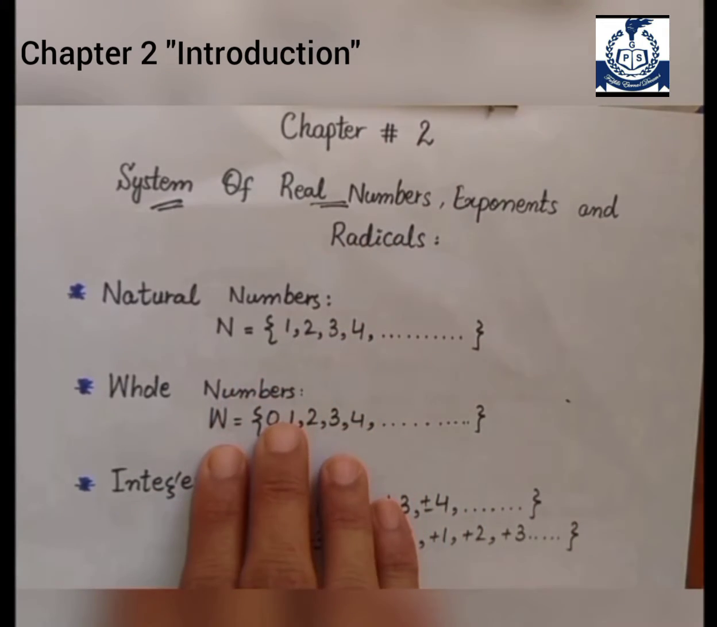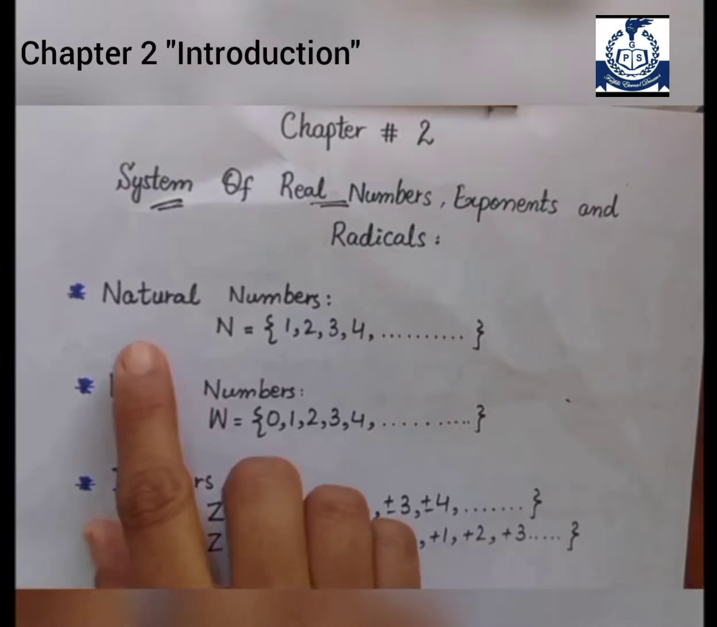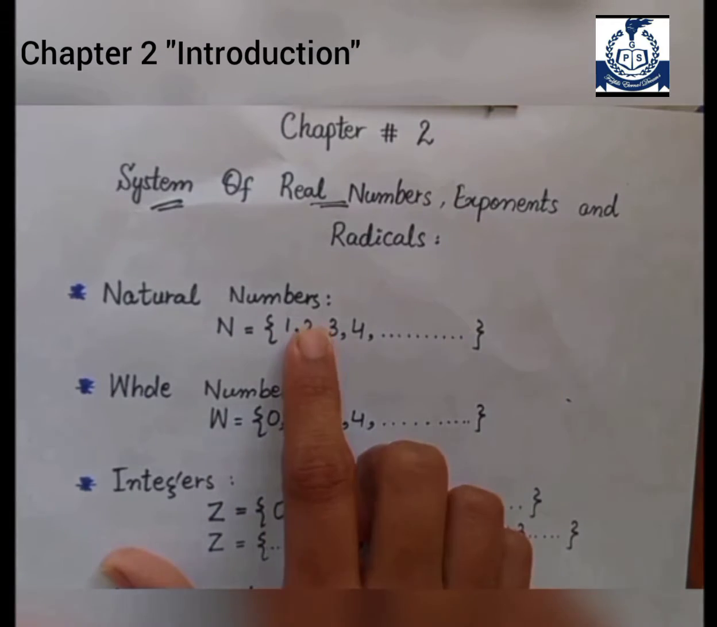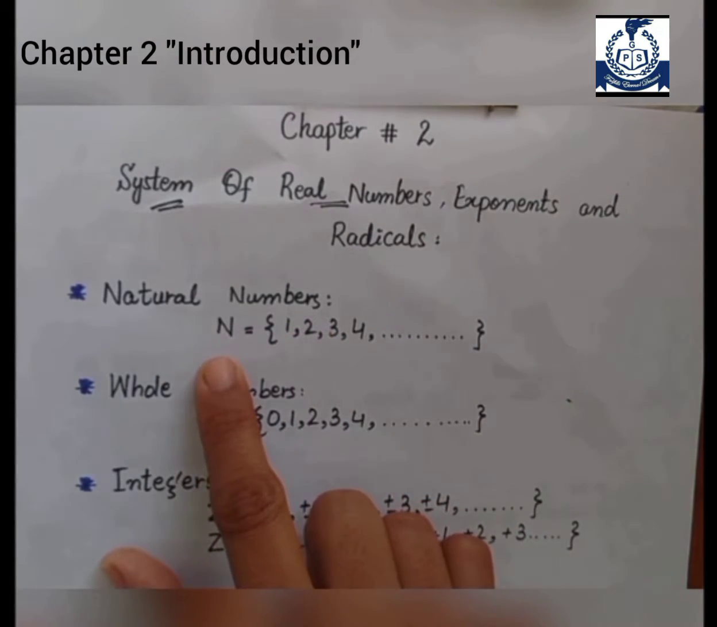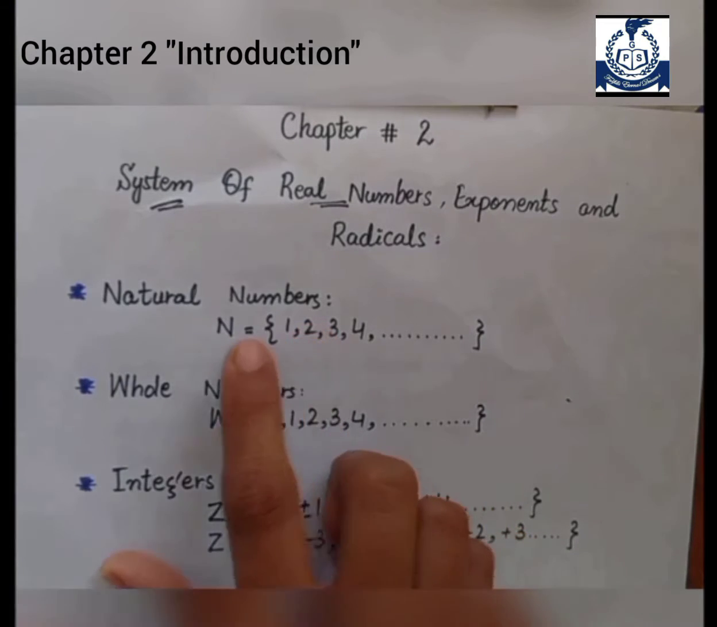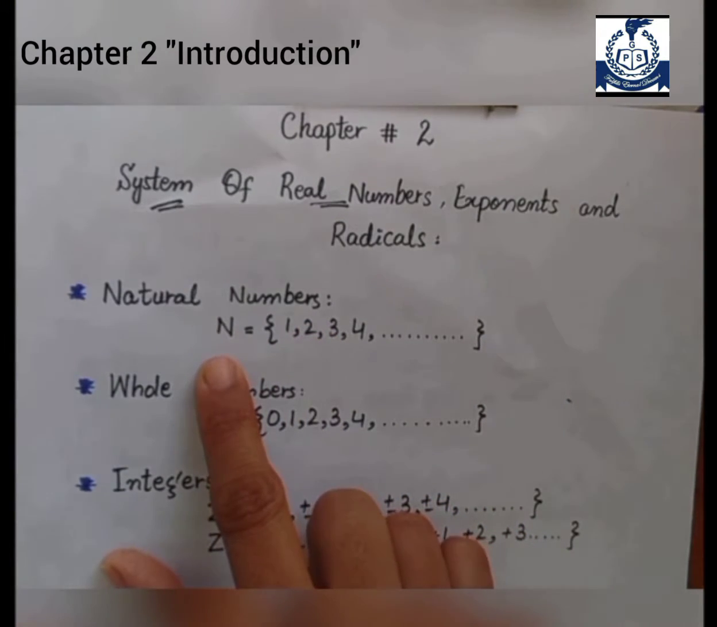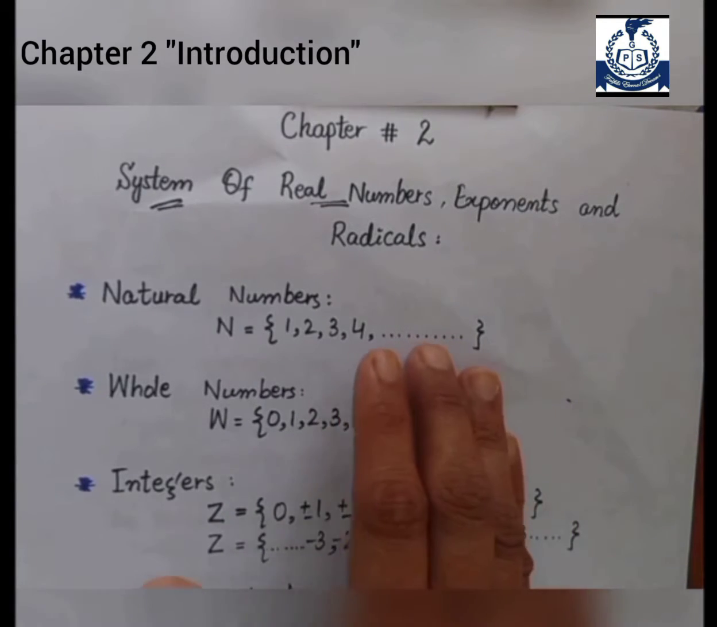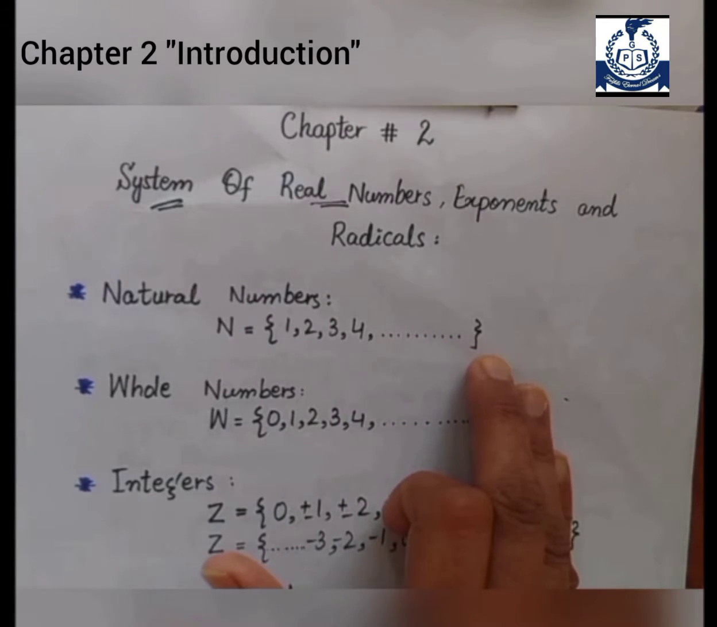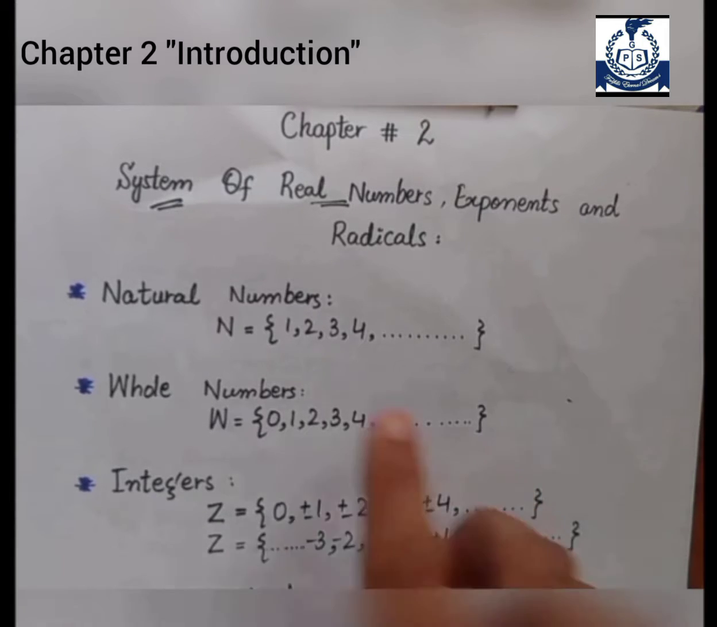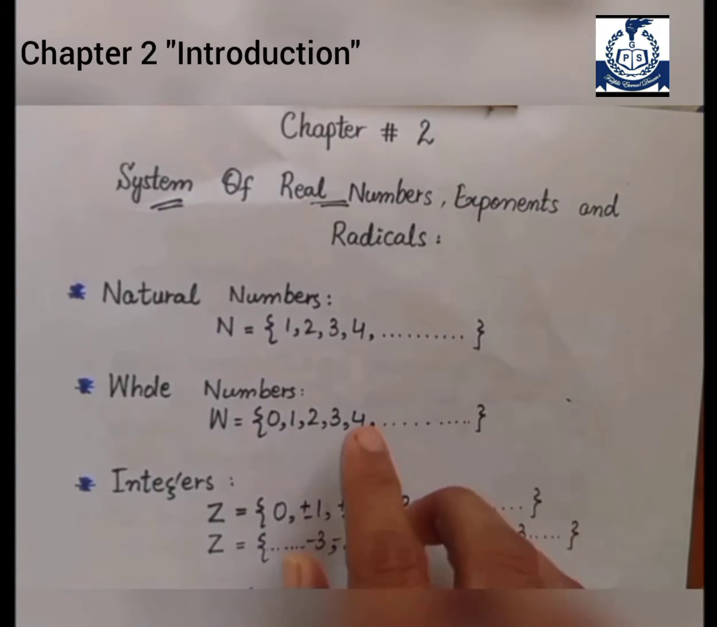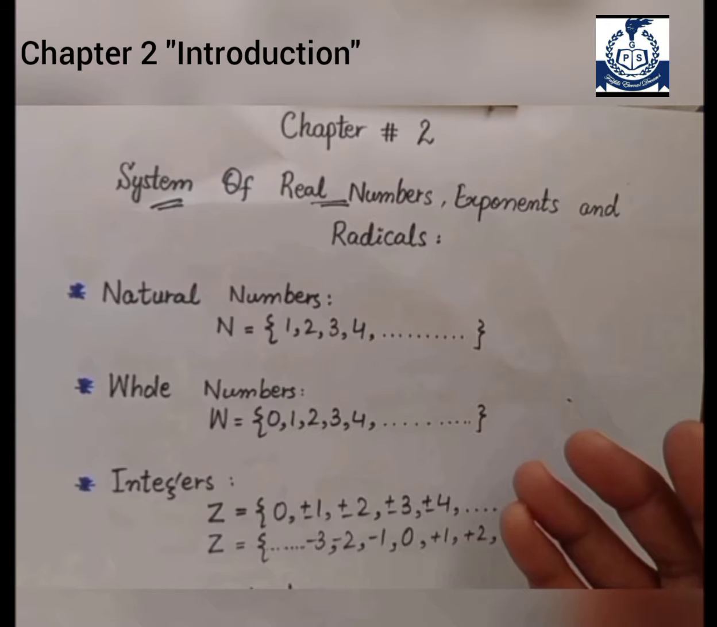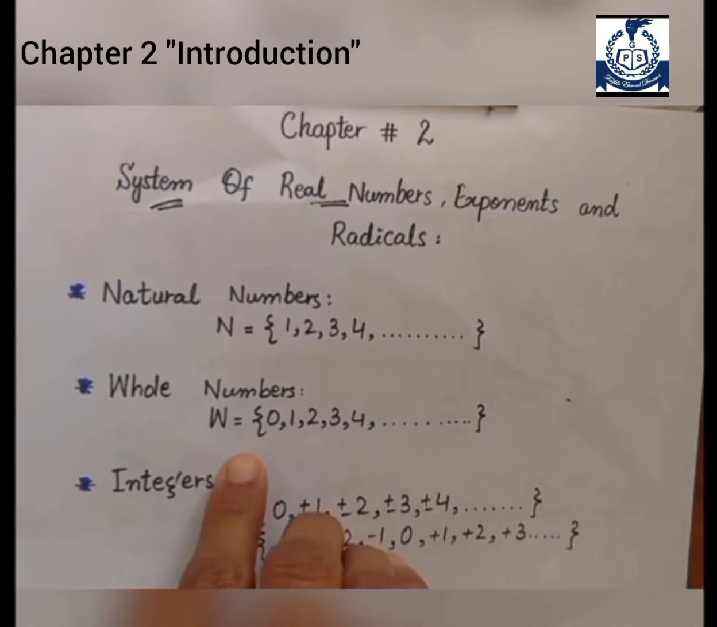So, first I want to explain some numbers, which are natural numbers, whole numbers and integers. Natural numbers denoted by capital N. These numbers are starting from 1, 2, 3, 4 and so on continuously. Natural numbers are used for counting. The numbers starting from 1, 2, 3, 4 and so on.